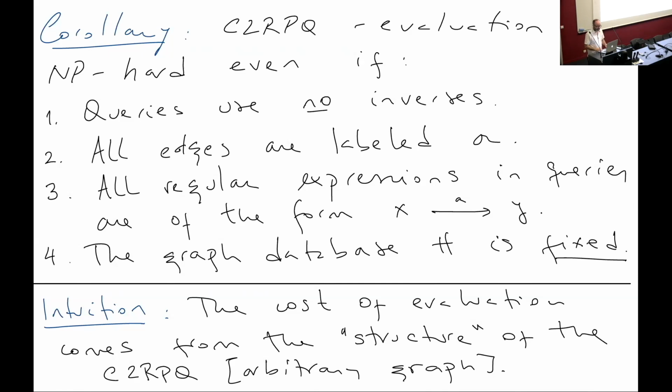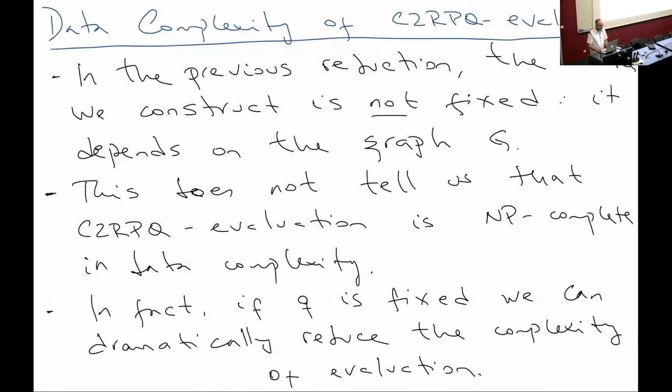Yeah? And that's not really what we want to measure. So why? Because in this proof, we are not studying the data complexity. We're studying the combined complexity of this problem. What if we study the data complexity? Then the previous reduction doesn't help because the graph is fixed. So it doesn't tell us that C2RPQ evaluation is NP complete in data complexity.